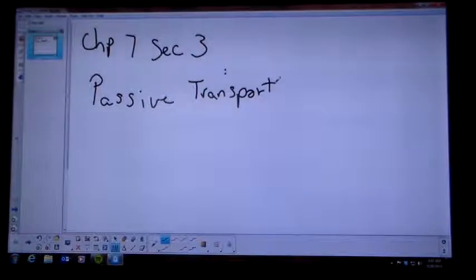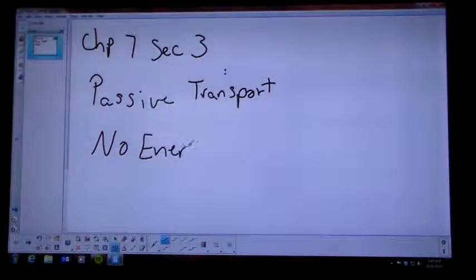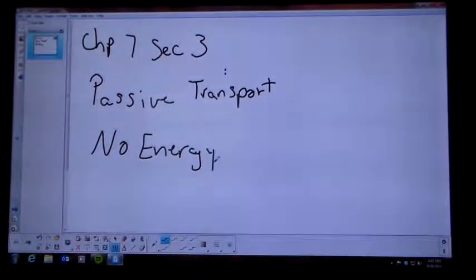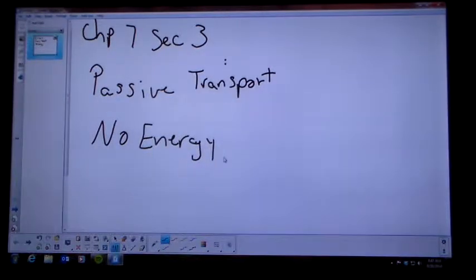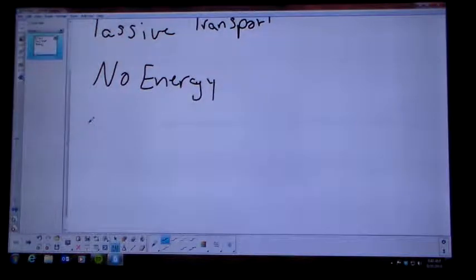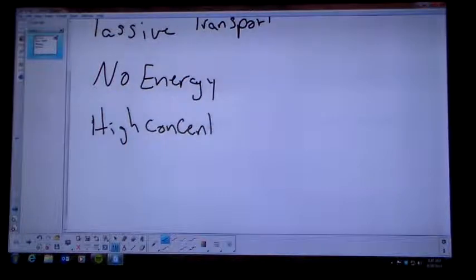Biggest thing to remember about passive transport is that it requires no energy. Okay? There's no energy required in passive transport. What it does is it moves from high concentration to an area of low concentration.